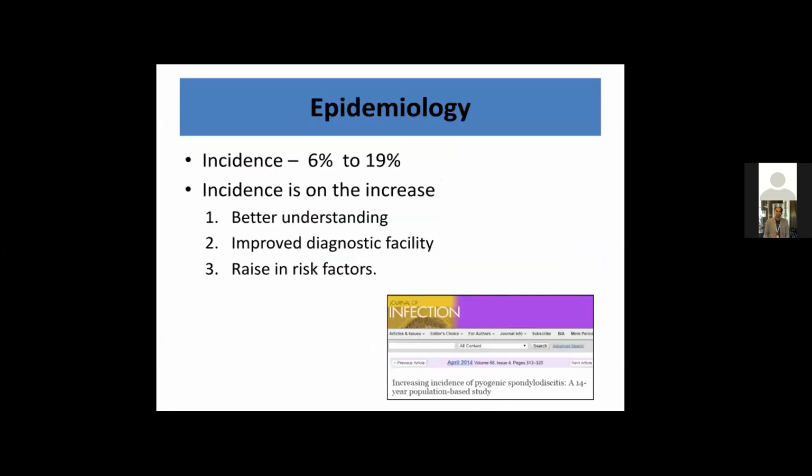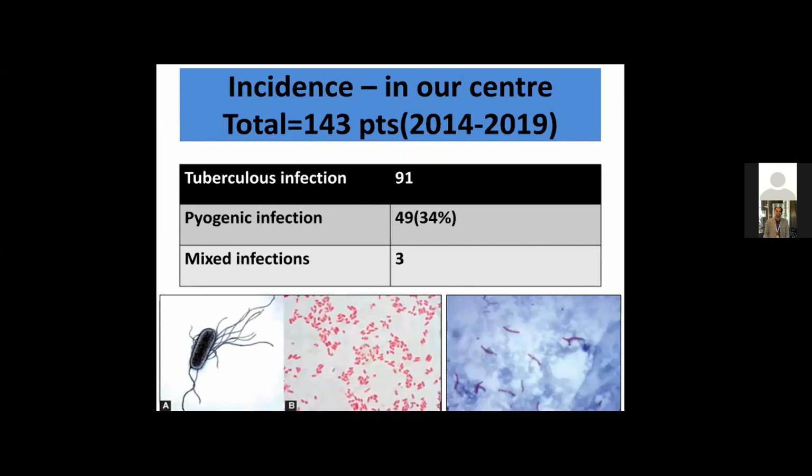Coming to pyogenic spondylodiscitis, the incidence is around 6% to 19%, and it is increasing because of better understanding of the pathology, improved diagnostic facilities, and a rise in risk factors. In our center, we have seen around 143 patients of infective spondylodiscitis in the last 7 years, out of which 91 had tuberculous infection, 49 had pyogenic infection, and 3 had mixed infection.